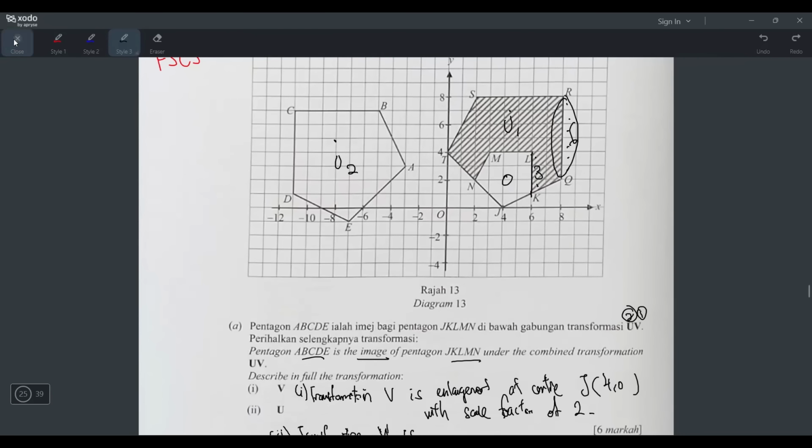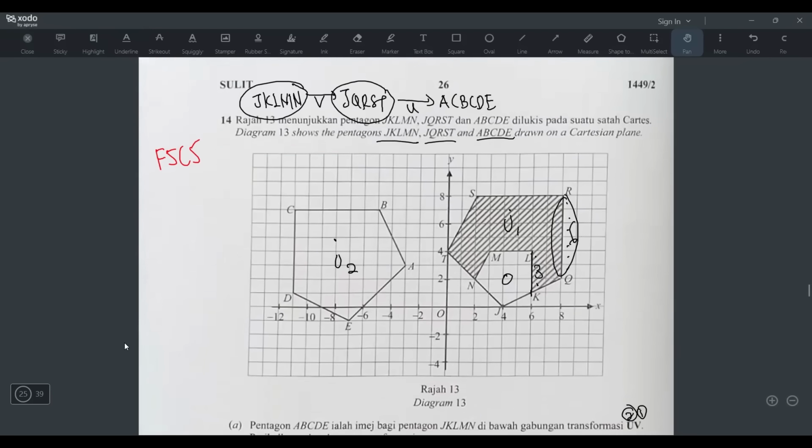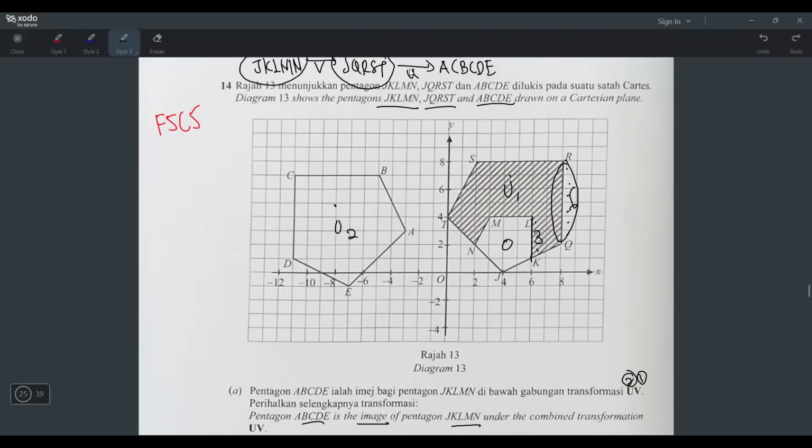Okay. Alright, now we can do the next one, transformation U. Okay, U is from where to where? It's from JQRST to ABCDE. So mana JQRST? So it's the big one. And then to ABCDE. Okay, so this one confirm not enlargement. Why? Because the same size ma.